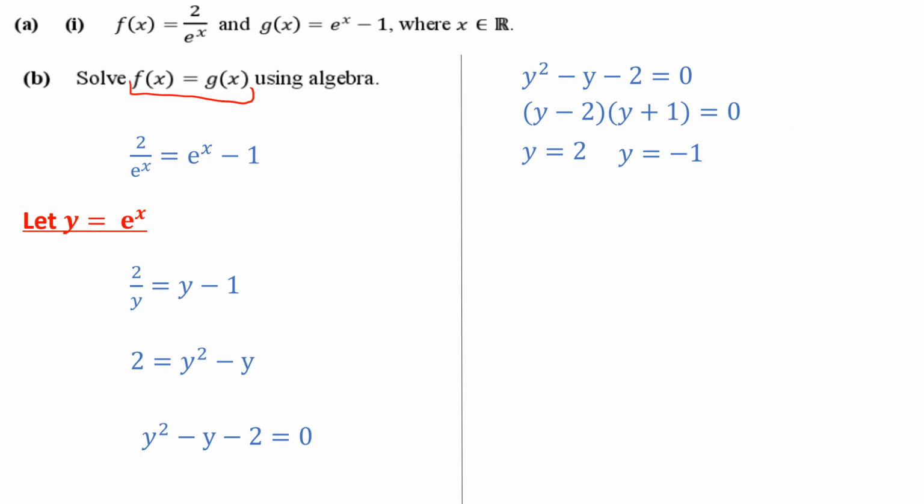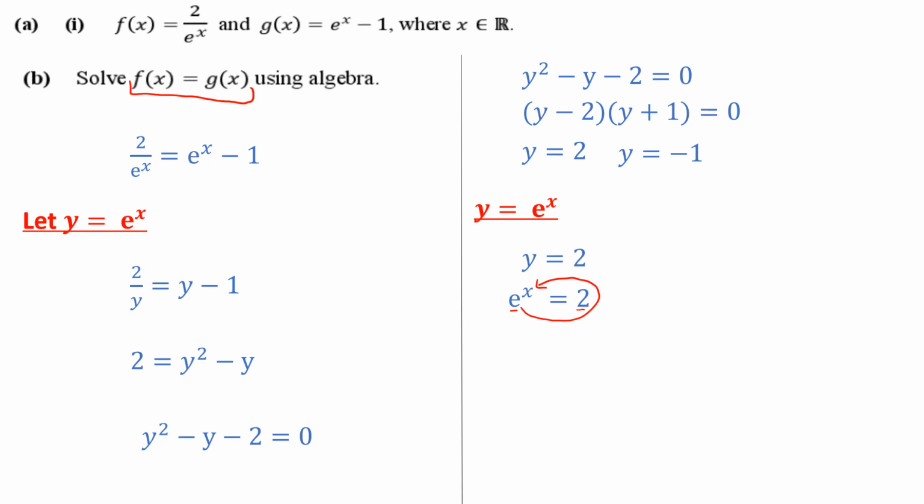Now, I'm not finished because remember I used a substitution. So I need to go back and say, well, if y equals 2 and y is also e to the power of x, what does that tell us? So what that tells us is that actually e to the power of x equals 2. To solve this, I need to use logs. So you can use the little circle method. So I'll just draw in the circle method for anyone doing it that way. So that is log to base e of 2 equals x.